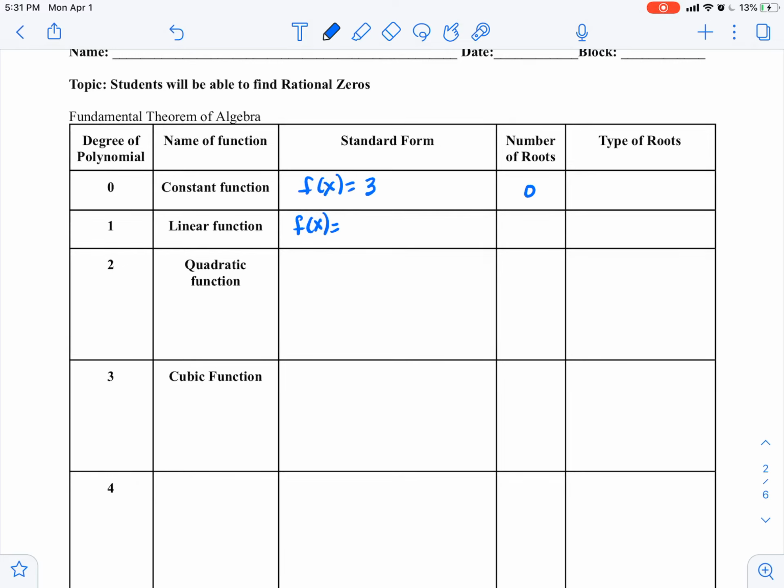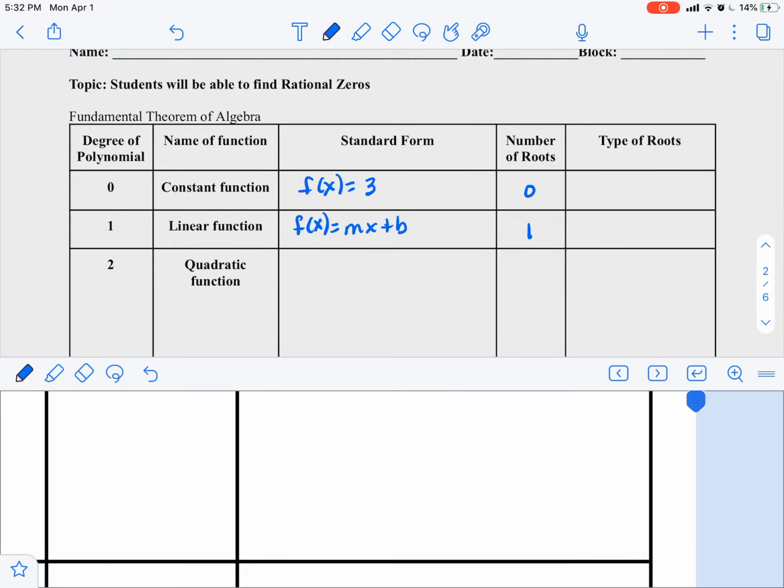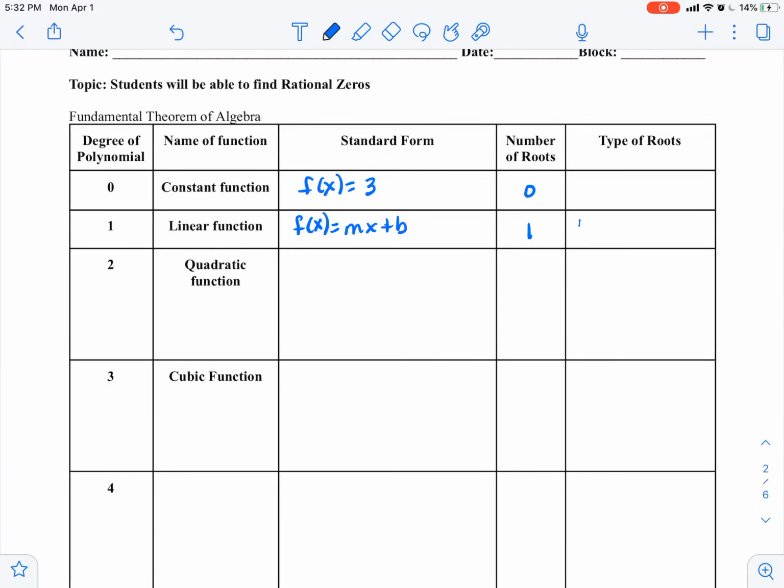Your linear functions, I'm going to go ahead and put it in, even though this is not standard form, but this is the form most of you like it in. Again, it's possible you're going to have one x-intercept, and it will be a real root. So we could find one.